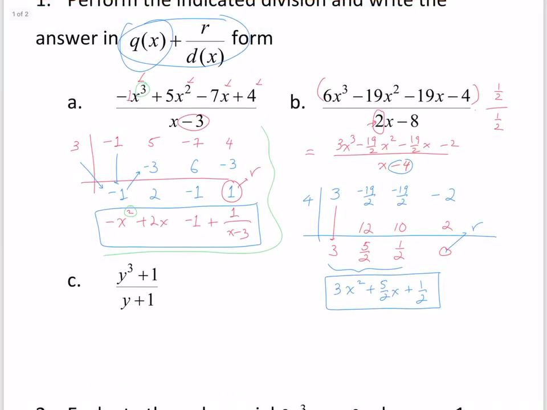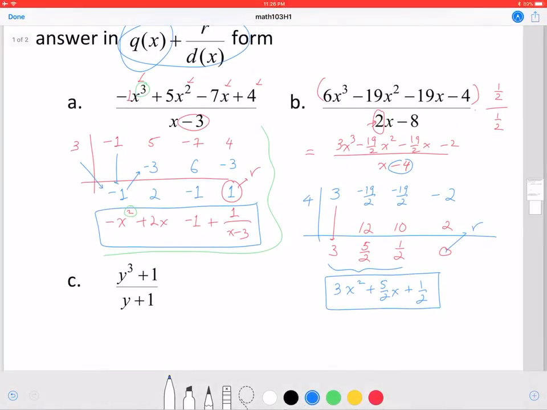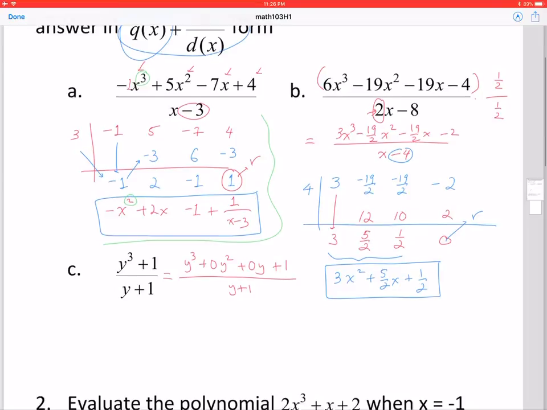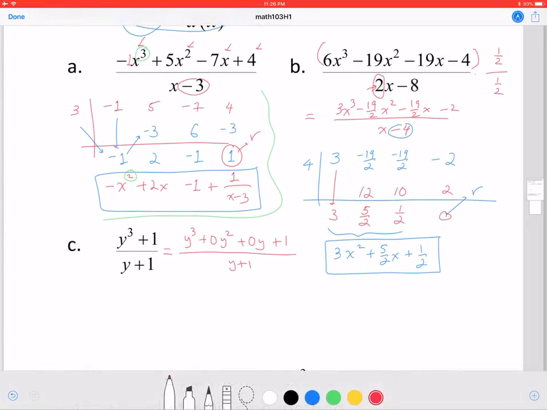Then let's do part C. Part C is slightly different in that we have a couple of missing terms. There's no y squared and no y term. You don't need to write it, but it is like y cubed plus 0y squared plus 0y plus 1 over y plus 1. When doing the synthetic division, you must fill in those zeros.